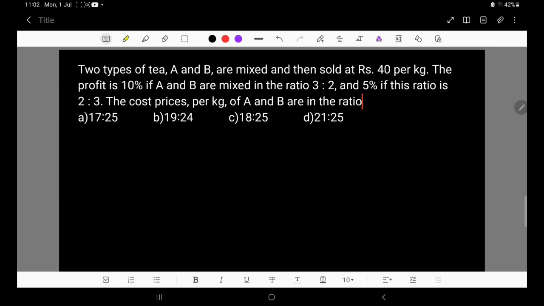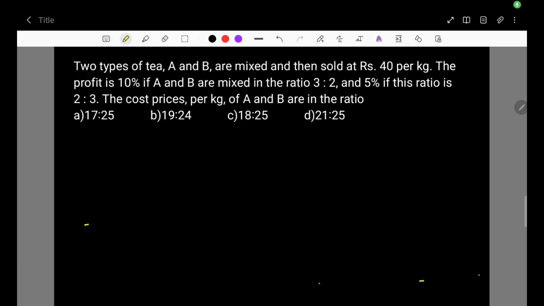At first, attempt yourself. Okay, look at the answer. Here, 2 types of tea, A and B, are mixed and sold at rupees 40 per kg. So we take the price of A type tea as x and the price of B type tea as y. Here 2 combinations are given. If A and B are mixed in the ratio 3:2, he got 10% profit.